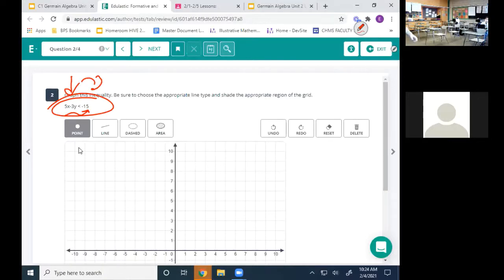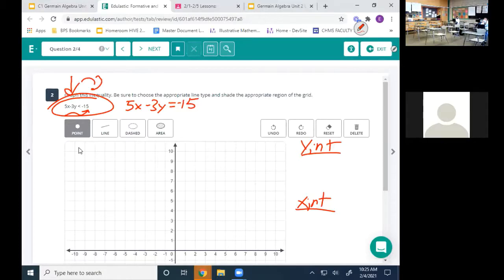Okay. So I'm going to rewrite this inequality as an equation: 5x minus 3y is equal to negative 15. And I'm going to calculate my y-intercept and my x-intercept. When we're calculating intercepts, I say that is usually counterintuitive, right? So for the y-intercept, I'm going to plug 0 in for which letter? Plug 0 in for x.